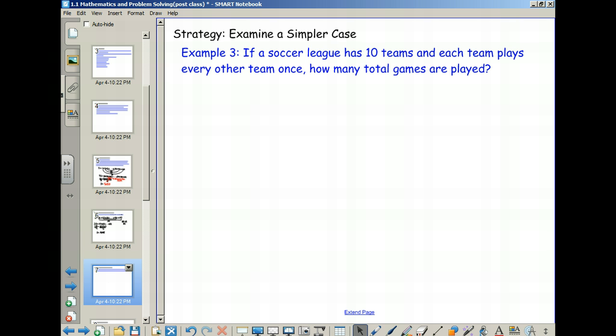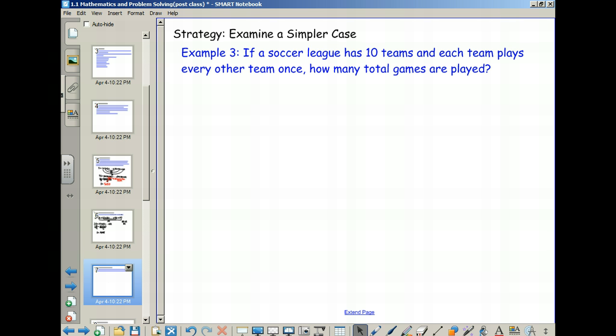So the YMCA is about to have different leagues starting for the fall, soccer and volleyball in particular. Once they get however many teams they're going to have, they need to know how they're going to schedule that. They know how many games they have to schedule, right? Well, in order to know that, they have to do a problem like this. And this is what has to really happen. So in this case, we're talking about a soccer league with 10 teams, and each team is going to play each other one time, and the question is how many games are played.